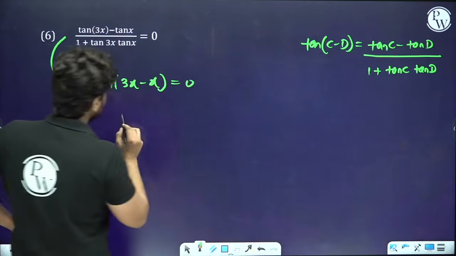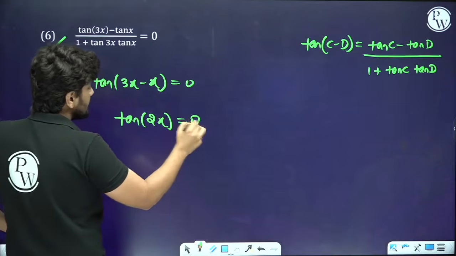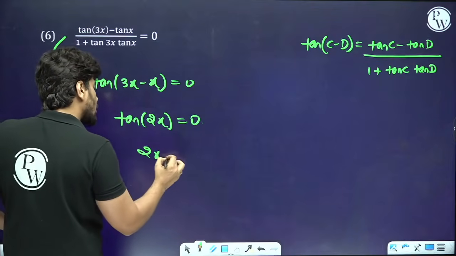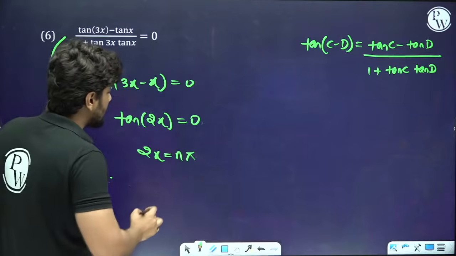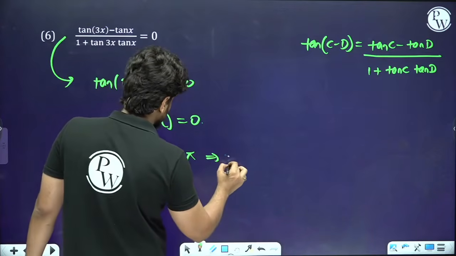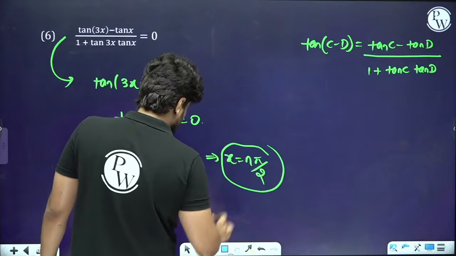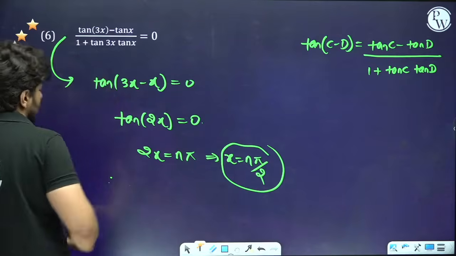So here we have that tan of 2x is equal to 0, and tan of something will be 0 when 2x is equal to what? Integral multiple of pi, right? 2x will be equal to n pi, so x will be equal to n pi by 2. Now this particular example is very, very important. Let me mark 3 star on this example.